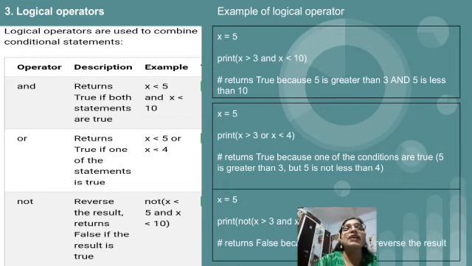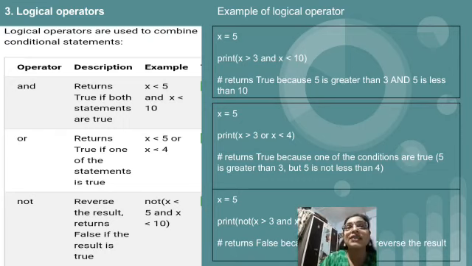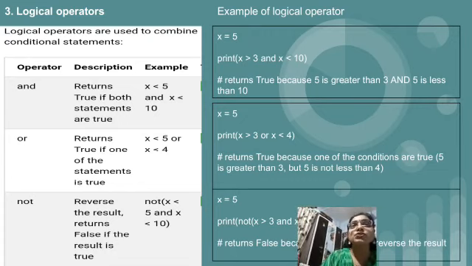For the logical operators example, we have taken x equal to 5, and then we are printing x greater than 3 and x less than 10. So 5 greater than 3, the first condition is true. 5 less than 10, the second condition is also true. So both conditions are true, hence the output is true. If any one of the conditions is false, the output will be false, because AND means all conditions should be true.